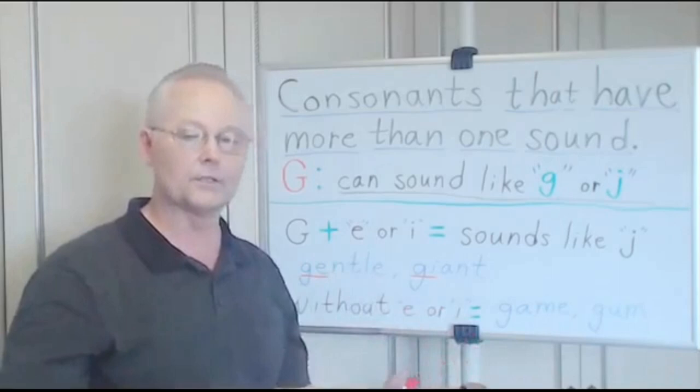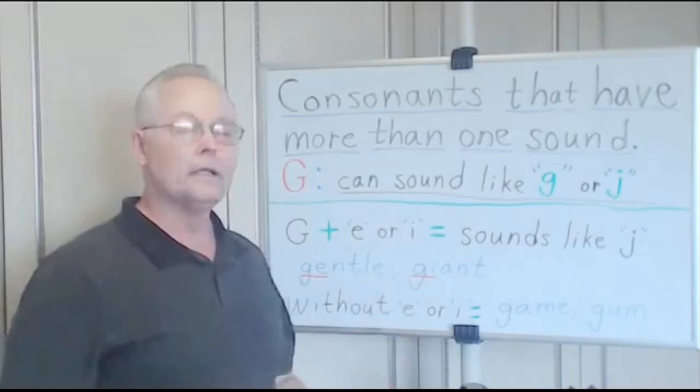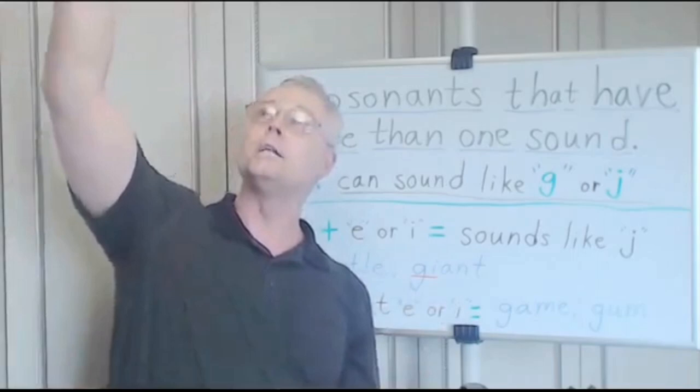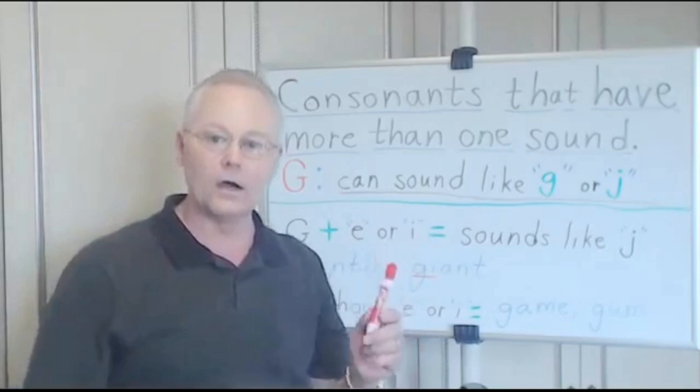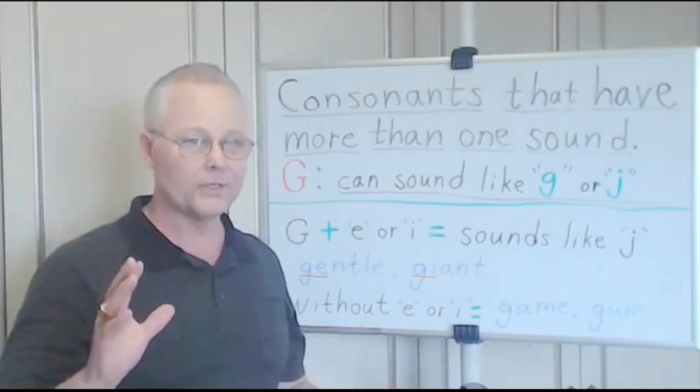G-E, G-I, giant. Maybe a gentle giant. A giant is a very, very large creature, right? Whether it be a human or an animal of some sort. Gentle giant. Now, are these rules that I'm telling you about 100% always right?